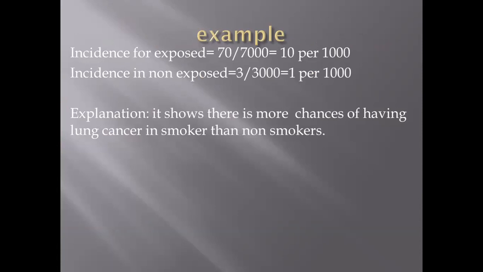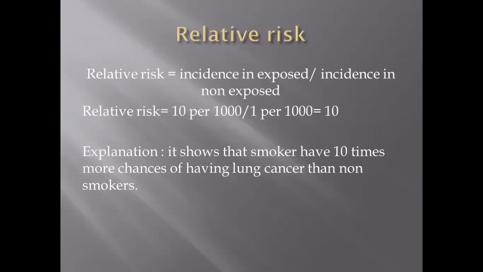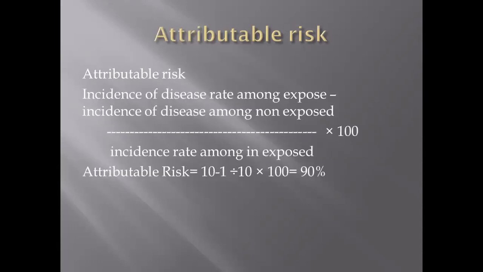So the incidence in the exposed was 70 divided by 7,000, which is equal to 10 per thousand, and the incidence in the non-exposed is 3 divided by 3,000, so it's 1 per thousand. It shows that there is more chance of having lung cancer in smokers than non-smokers. Now, again with the same example, we will calculate the relative risk. The relative risk is the incidence in the exposed divided by the incidence in the non-exposed. So the incidence in the exposed was 10 per thousand, and in the non-exposed was 1 per thousand. So the relative risk is equal to 10. It shows that smokers have 10 times more chance of having lung cancer than non-smokers.